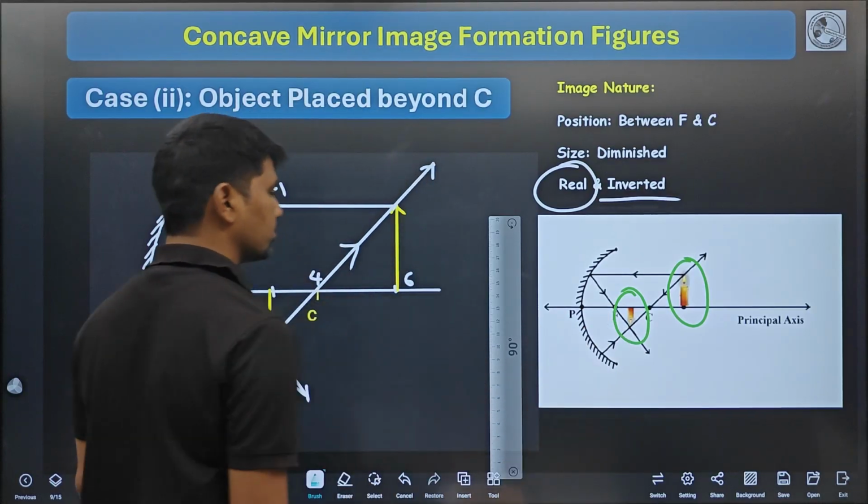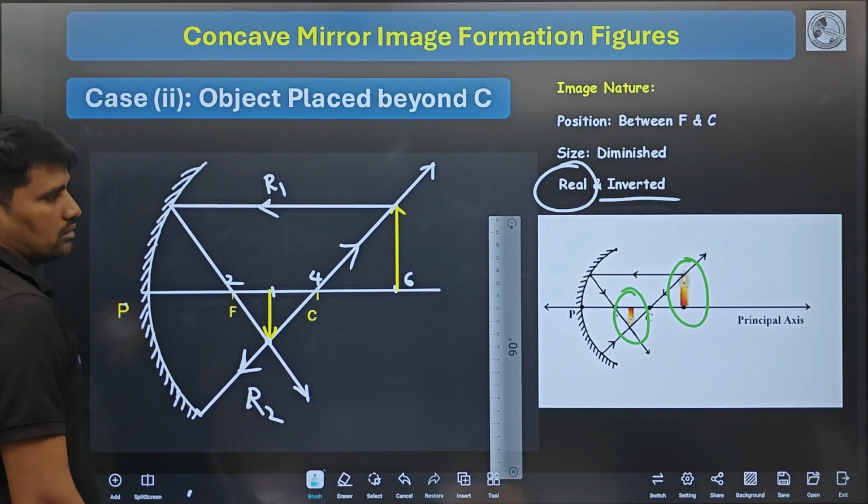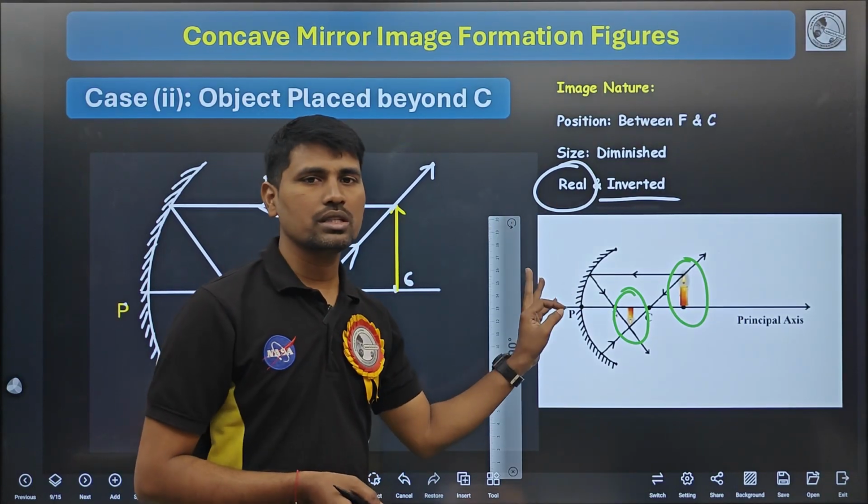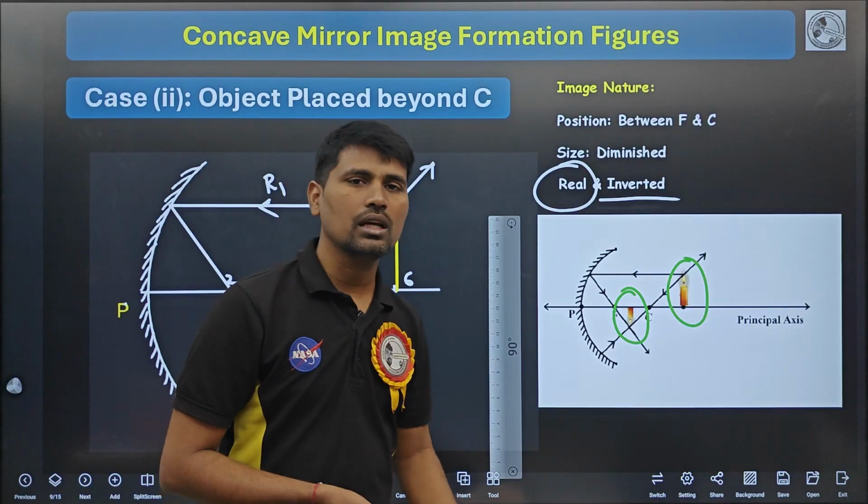So that's why the image is formed on the screen. That's why this is a real image. Real image means the image which is not formed in the mirror.